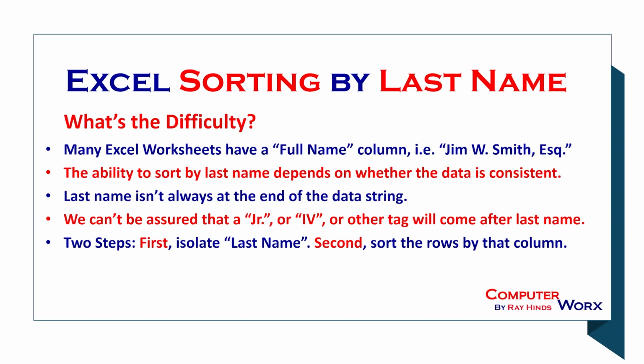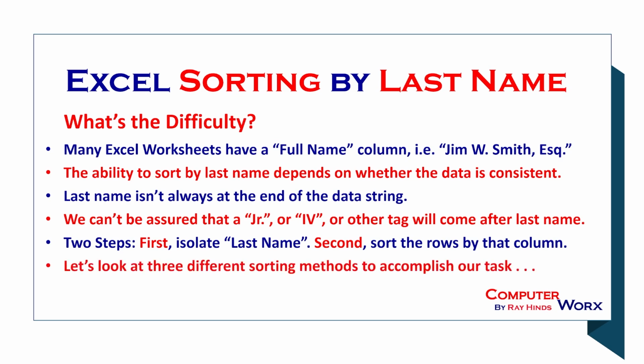And in sorting, we're going to use two steps. First, we're going to isolate a column with the accurate data called last name, and then we're going to sort all our rows by that column, and that makes it fairly simple. So let's take a look today at 3 different sorting methods to accomplish our task.